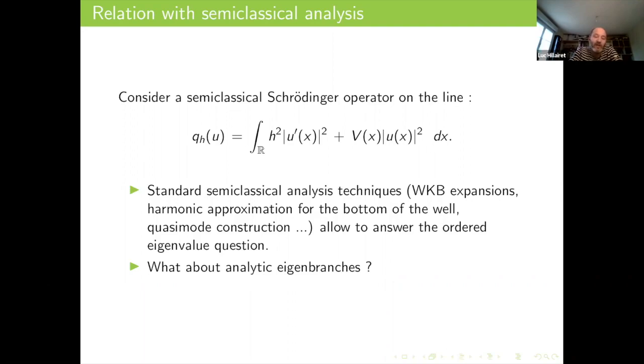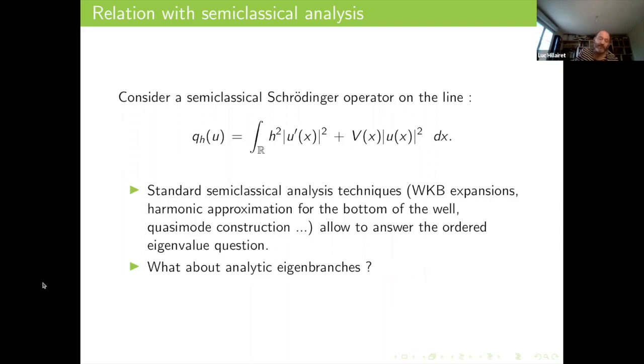And so now the standard semiclassical techniques, such as the WKB expansions or the harmonic approximation for the bottom of the well or any quasi-mode construction, actually these are linked with the ordered eigenvalue question. And these are usually what people do in the semiclassical analysis of such an operator.